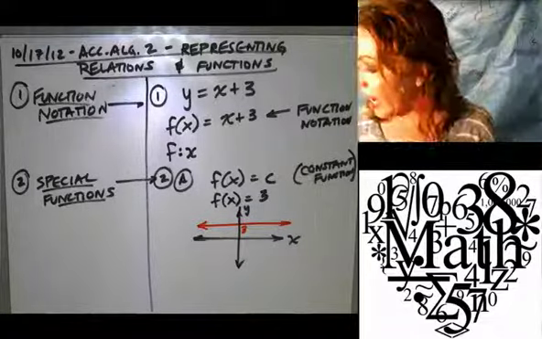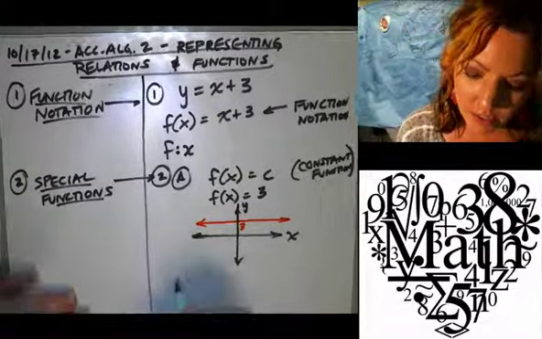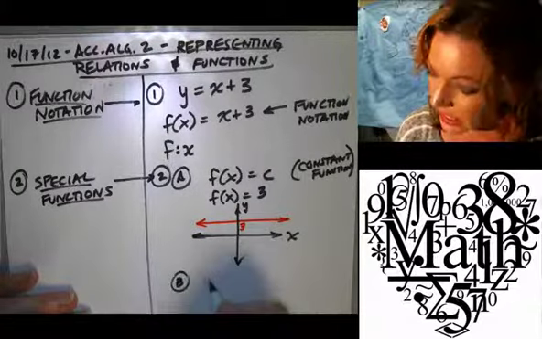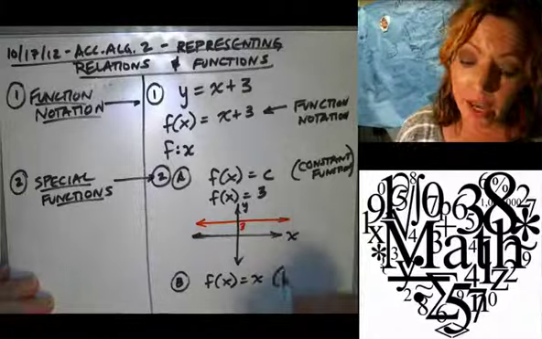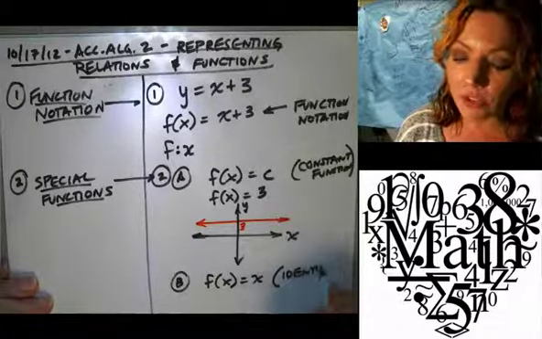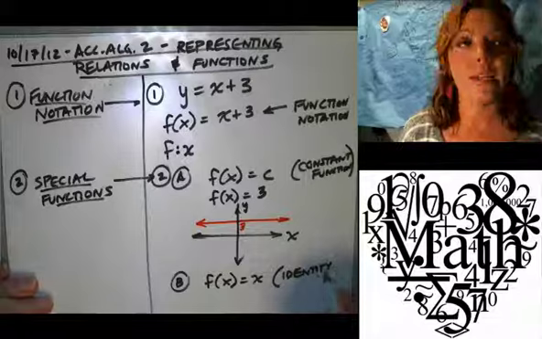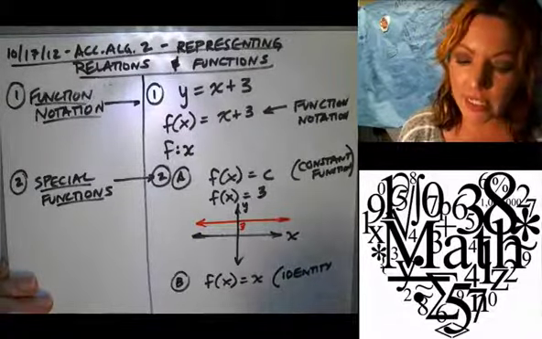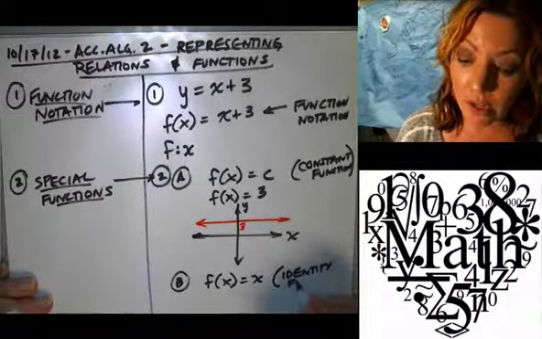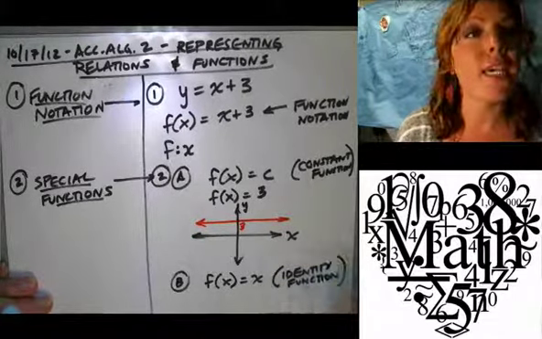Good. Okay, next one is what's called the identity function, and that is f of x equals x. This is the one that people always have trouble graphing, and it is the easiest one to graph. I think us mathematicians tend to make things more difficult than they actually are. So, same thing as y equals x.